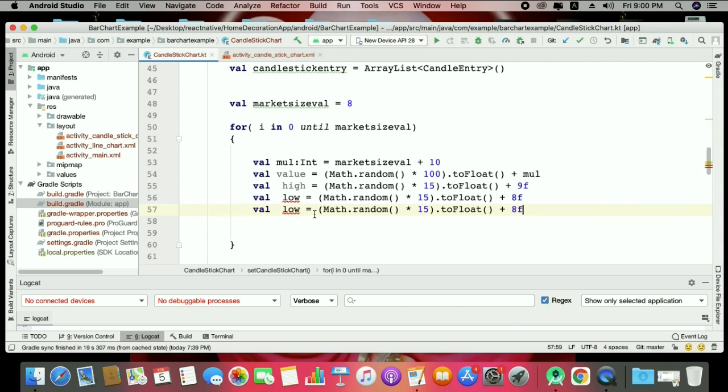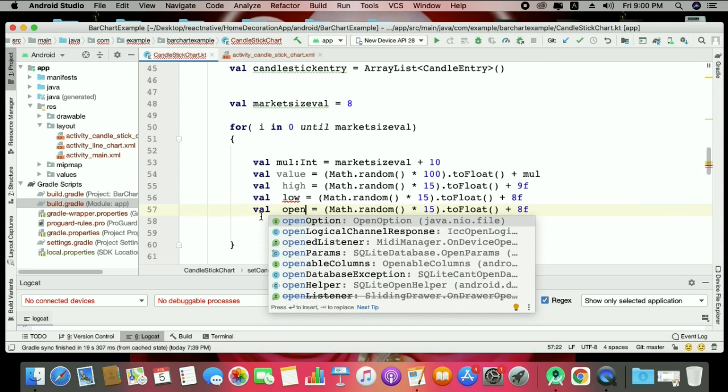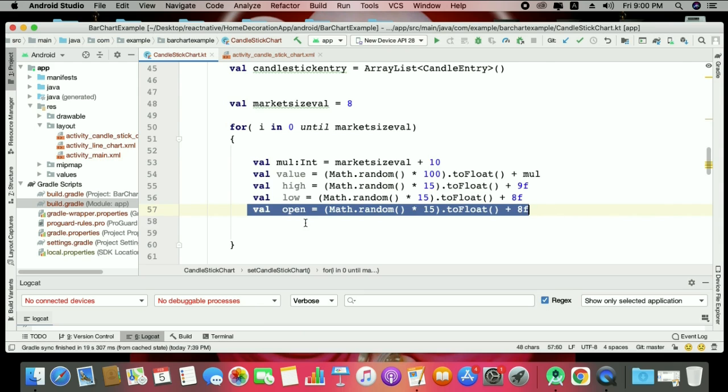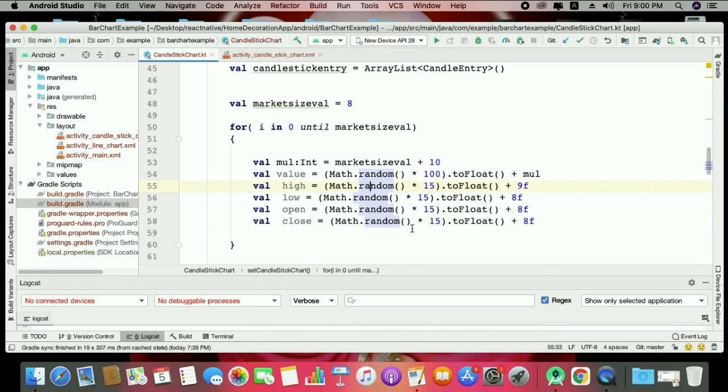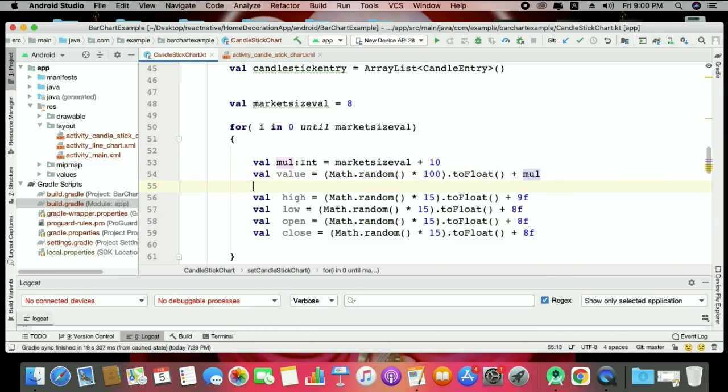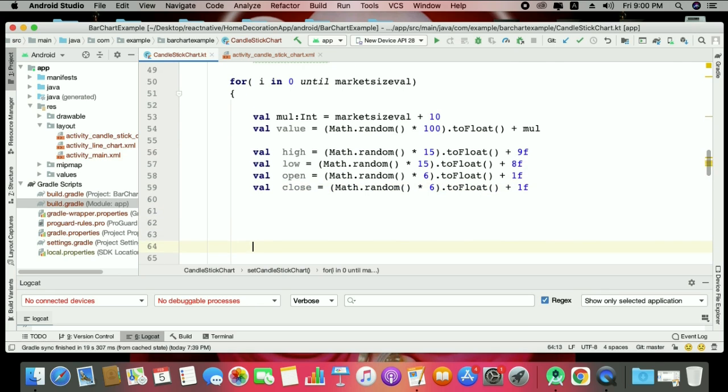And that's your open. And one more thing, that is your close. So four things we need: high, low, open and close, as we discussed in the theory, and we have to make our logic like that. Here you can multiply it with any different value, that is your 6, and you can use 1f for increasing values, or here you can choose 6, and here you can use 1f value. Okay, so that's the way you can make your open and close.